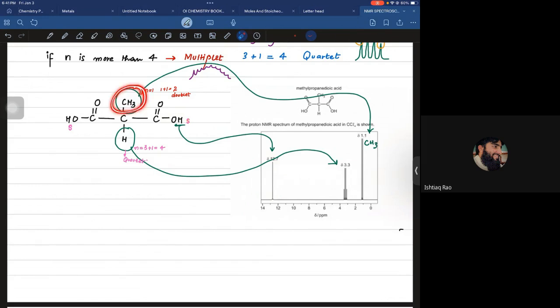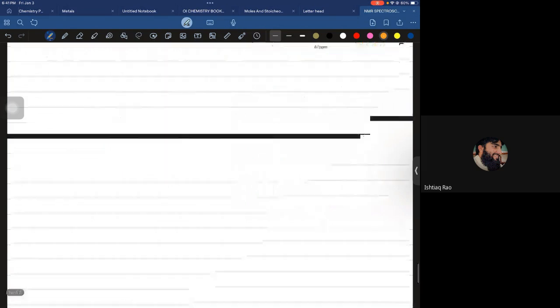It's more shielded, 1.1. 3.3 is this hydrogen. Okay. So now you can see it's going to give us a quartet. Now you're thinking, how does the examiner ask the question? Let me give you an example of how the examiner would be asking related to this. Okay, see this.